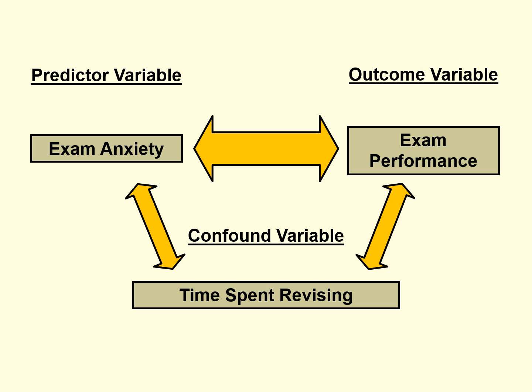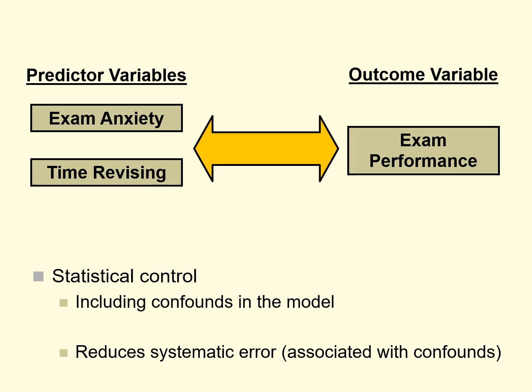So what do we do about that? Well, we take our potential confound and we move it into our model. We add it in as a predictor variable. This is a way of exerting statistical control over this confound.